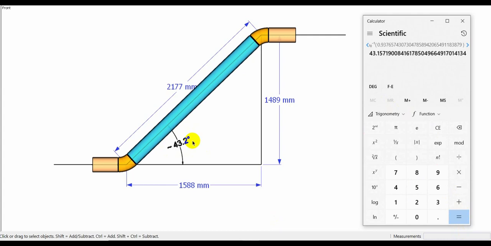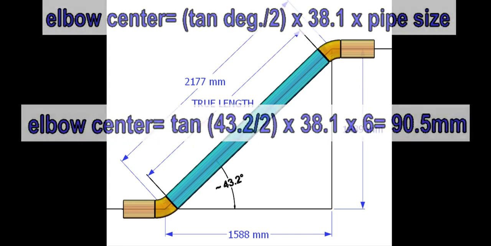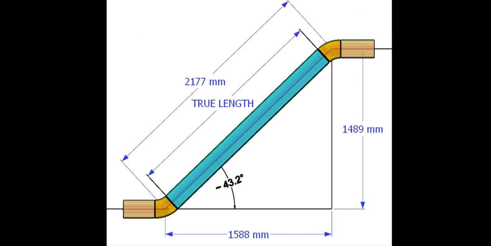Now we need to calculate the elbow center to determine the true length of the pipe. Assume the pipe size is 6 inches. The elbow center formula is tan of the degree divided by 2, into 38.1, into pipe size in inches. The elbow center is 90.5 millimeters.